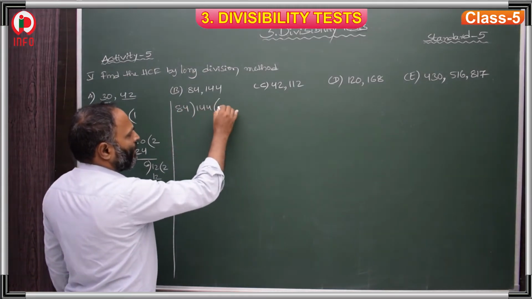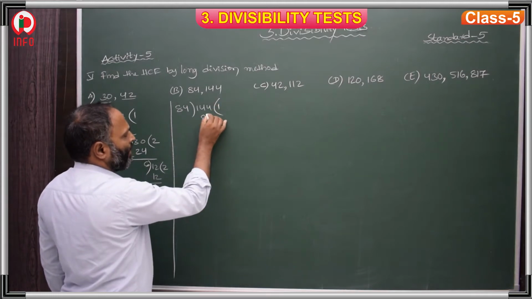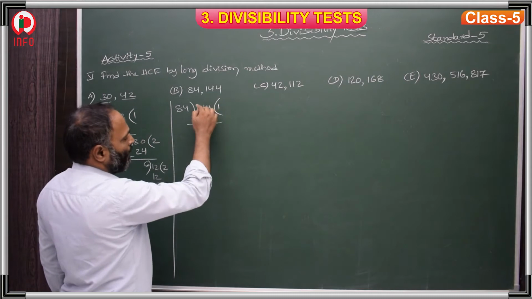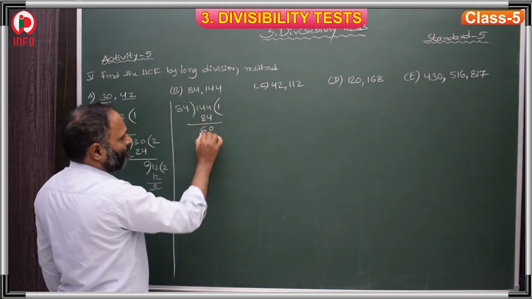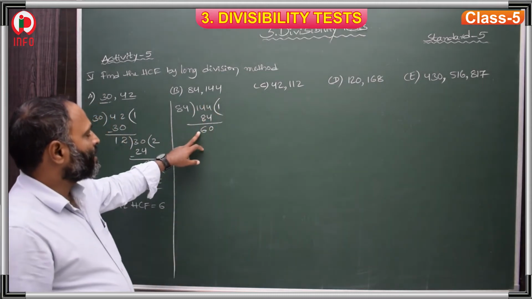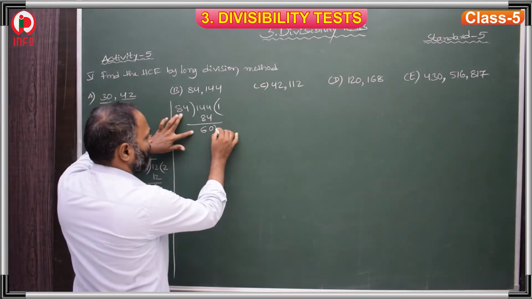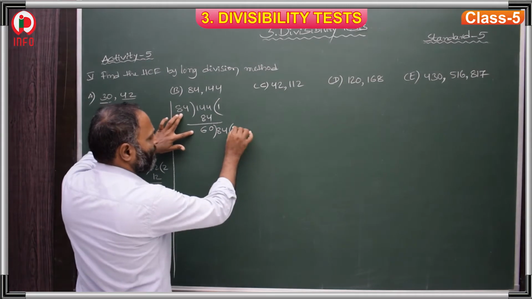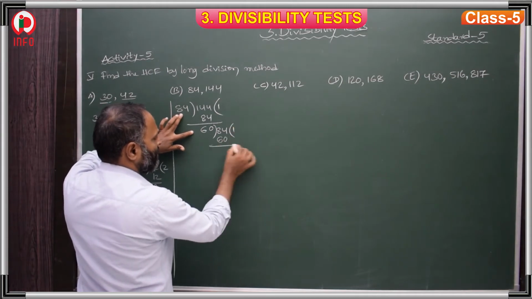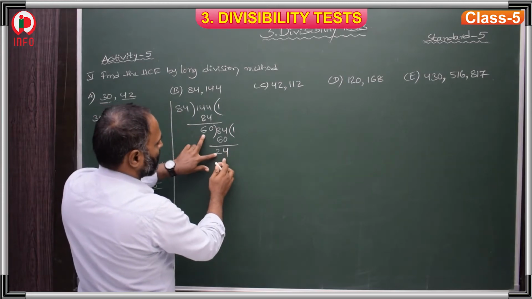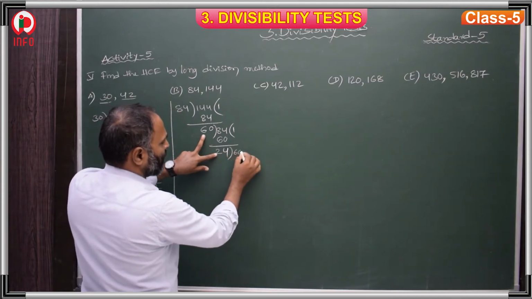144. 84 ones are 84. Subtracting, we get 60. This is the first remainder. First remainder with first divisor, that is 84. 60 ones are 60. Then subtracting, we get 24. Second remainder with second divisor, 24 with 60.